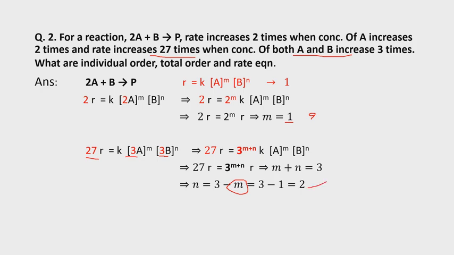Now look at the rate equation. Rate equation means take equation 1 and substitute whatever values you are getting for M and N. So finally, substitute M equal to 1, N equal to 2 in equation 1. Final rate R equal to K into A power 1 B power 2. So this is the final rate equation.